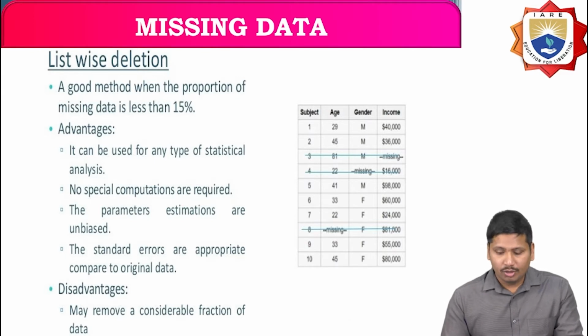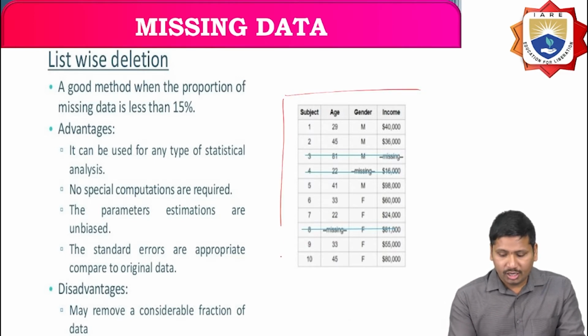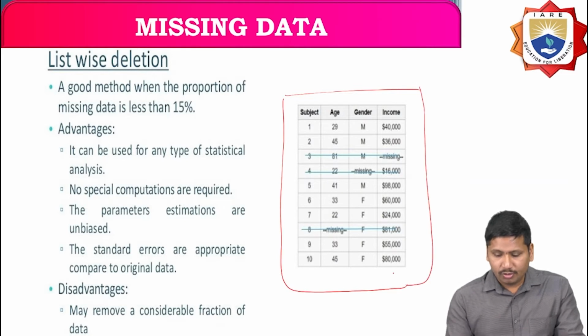So let's see an example here. On the right side I have a table. In this table I am maintaining variables like age, gender and income here.